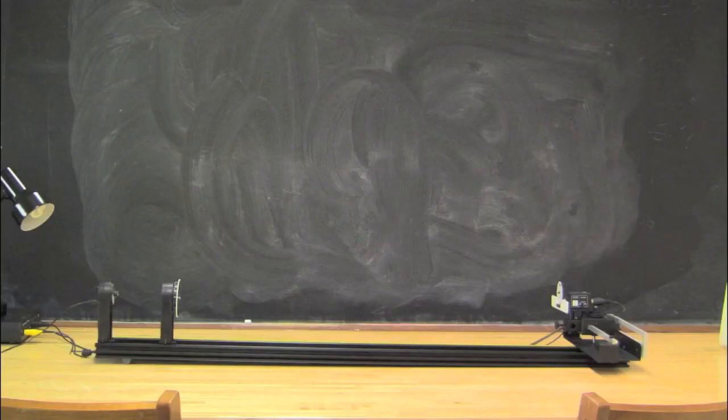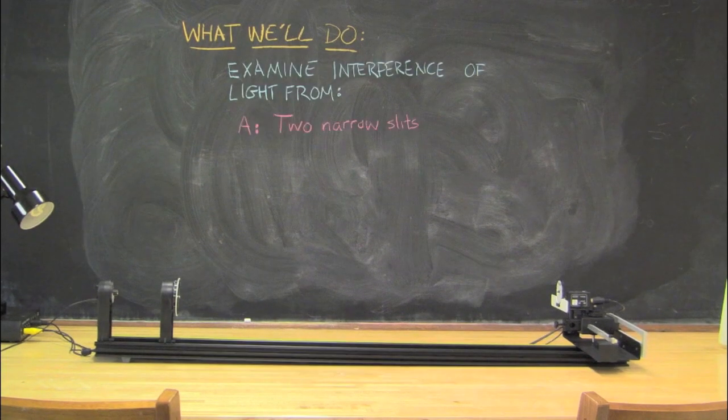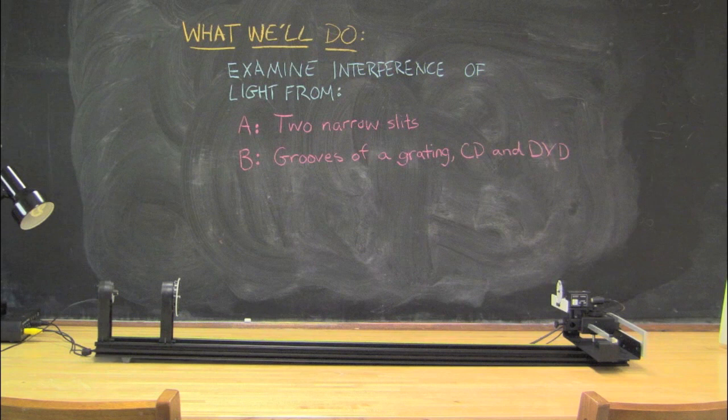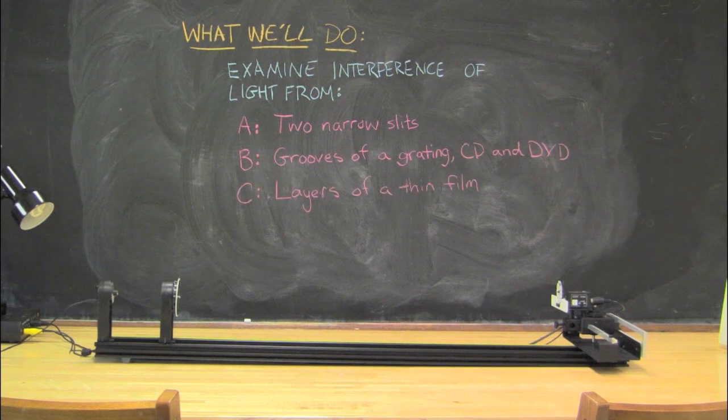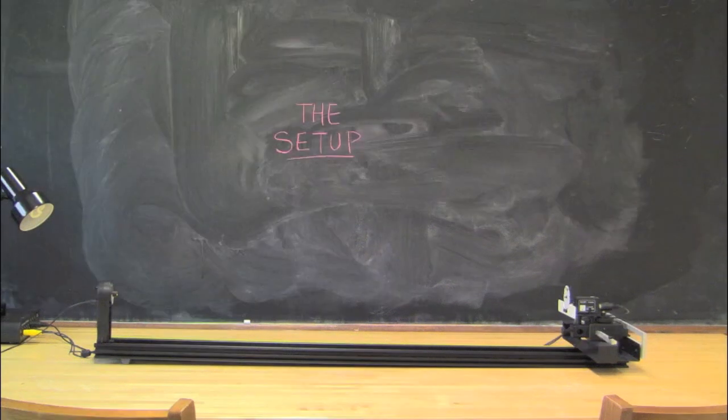Let's move on to the experiment. In this lab, we'll examine the interference of light from two narrow slits, the grooves of a diffraction grating, CD or DVD, or from the layers of a thin film. We'll start with the double slits. Let's take a quick look at the equipment we'll use for this experiment.